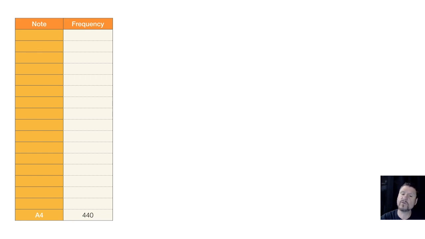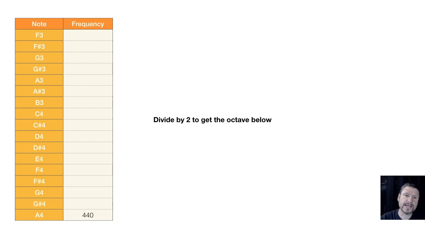We have A4, which is 440 hertz. Let's add all the notes below this. Okay, now let's try and fill in this chart. First of all, we can get A3 just by dividing by 2. We end up with A3 at 220 hertz. And now what about all the notes in between?